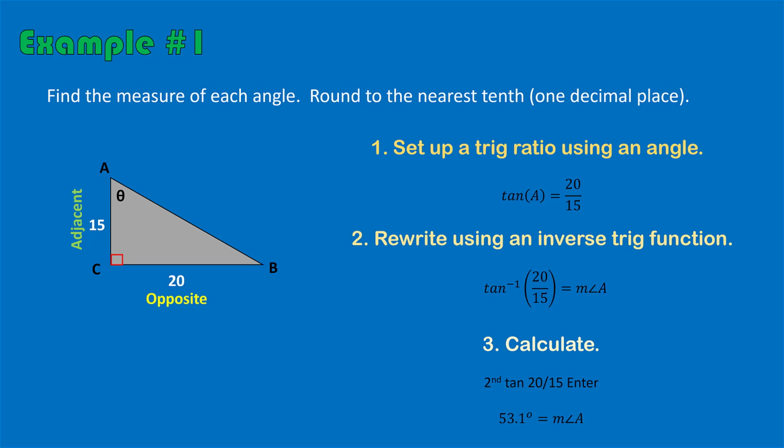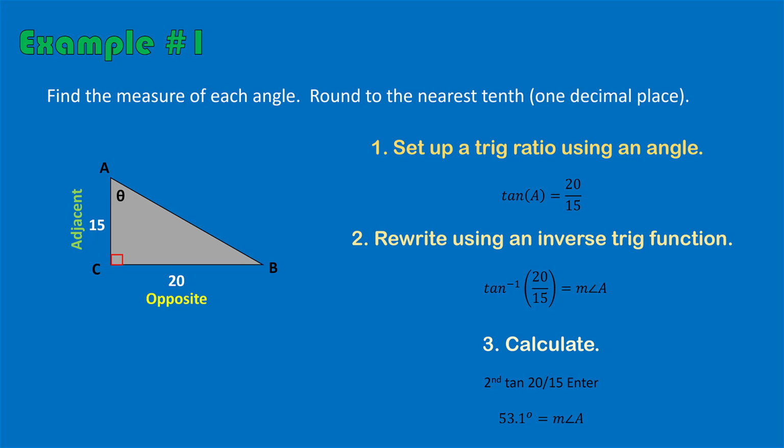To put this into a calculator, you need to hit second tangent to get that inverse. And then 20 divided by 15 and hit enter. So there I have the steps typed out for you. Second tan 20 divided by 15, enter, and you should get 53.1 degrees for the measure of angle A.